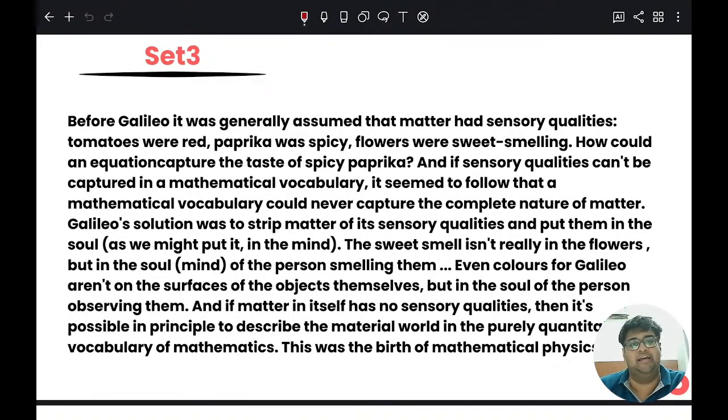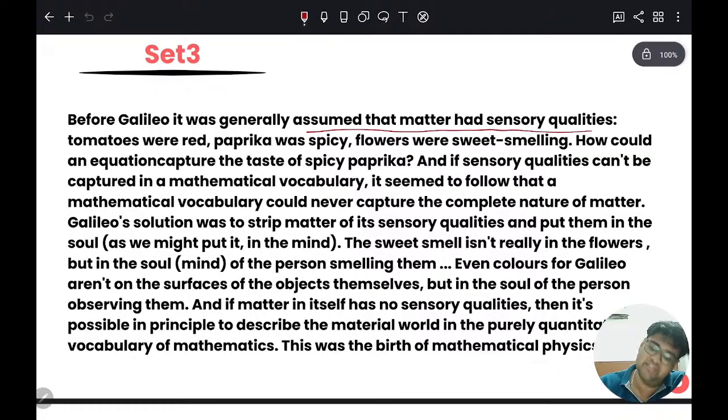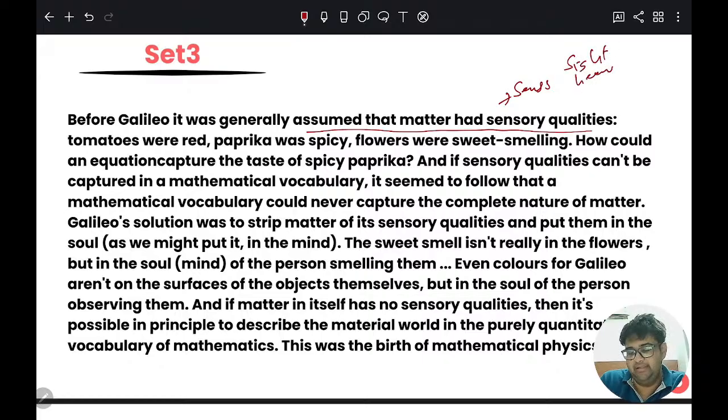Tomatoes are red, paprika is spicy, flowers are sweet smelling. How could an equation capture the taste of a head? See, before Galileo, it was assumed that matter had a sensory quality, sensory relating to the senses like sight, hearing, taste, whatever senses you have. Tomatoes are red, that's sight. Paprika is spicy, that's taste. Flowers are sweet smelling, okay, that's smell.